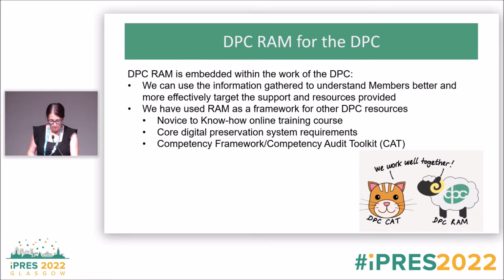So DPC RAM is also fairly well embedded in the work of the DPC 3 years on. As well as that benchmarking information being useful for members, it's also useful for us in planning our programme of work for the year ahead. So we can get a sense of where the gaps are, where people are perhaps struggling or finding areas more challenging, and we can start to put things into our programme that are designed to address that gap.